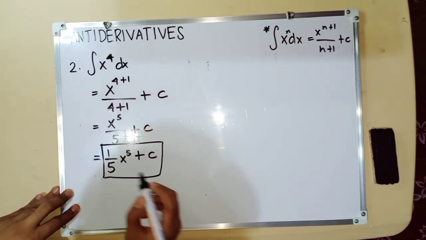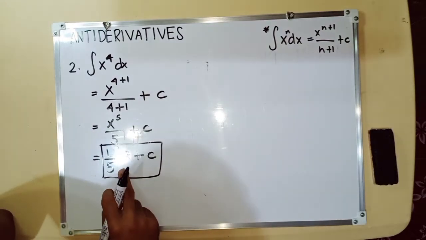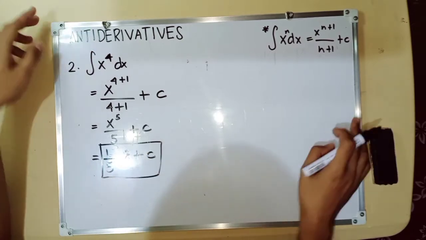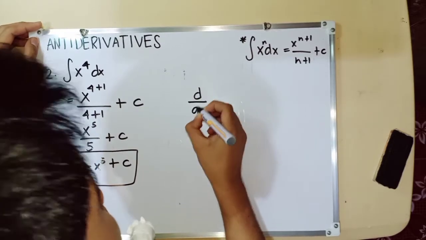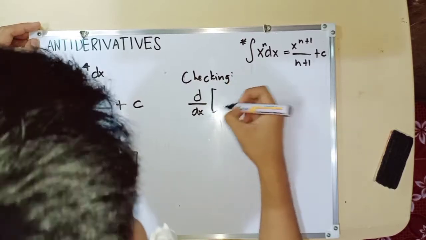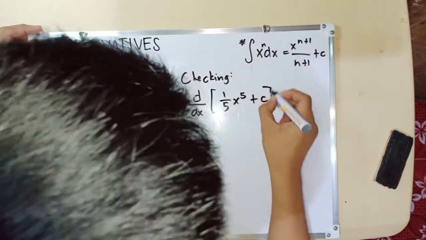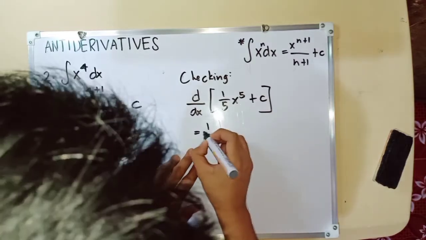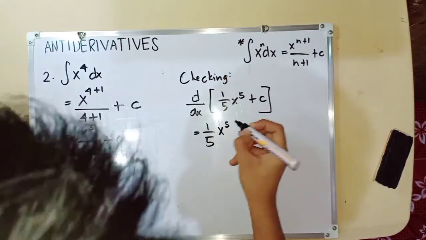So, para ma-check natin kung tama ba talagang sagot natin, i-take natin ang derivative nito. Kapag ang derivative nito ay itong x raised to the power of 4, ibig sabihin ay tama ang sagot natin. So, ganito ang paraan ng checking. d/dx of 1 over 5 x raised to 5 plus c. Itong c ay constant lamang yan. So, copyin lang natin yung 1 over 5. Then, base nga sa power rule for derivatives, x raised to 5 minus 1.